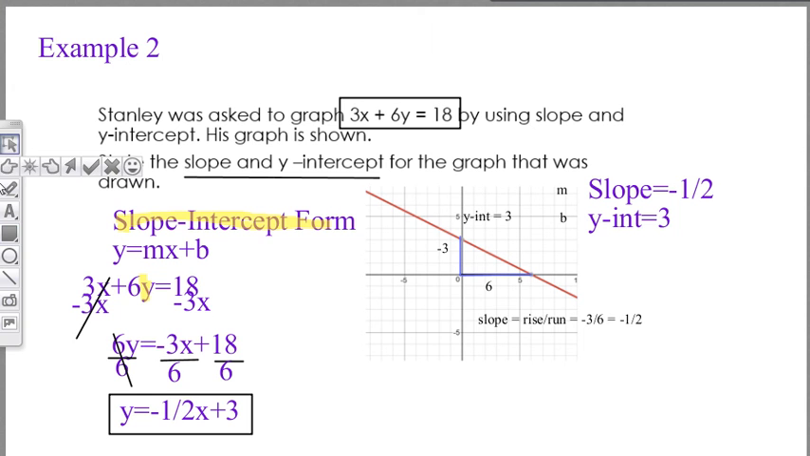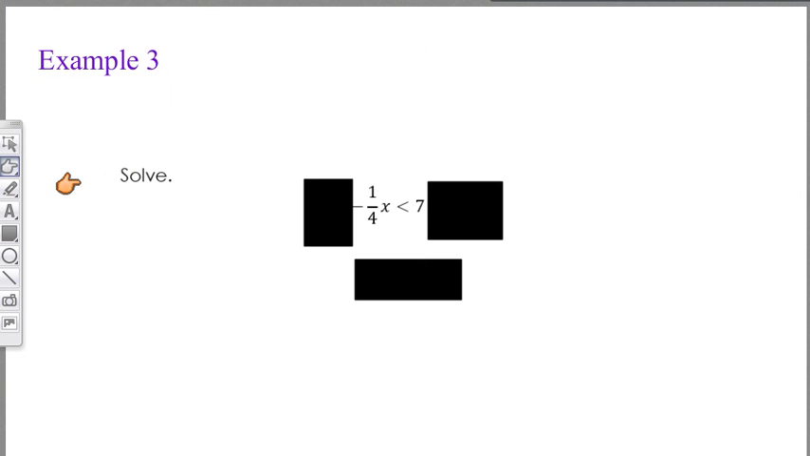Notice how using the graph, my answers match the answers that we got from my equation. So either of those methods will work. And it's a good review on analyzing the graph and rearranging your equation for a certain form. Next example, I'm actually going to skip that one.